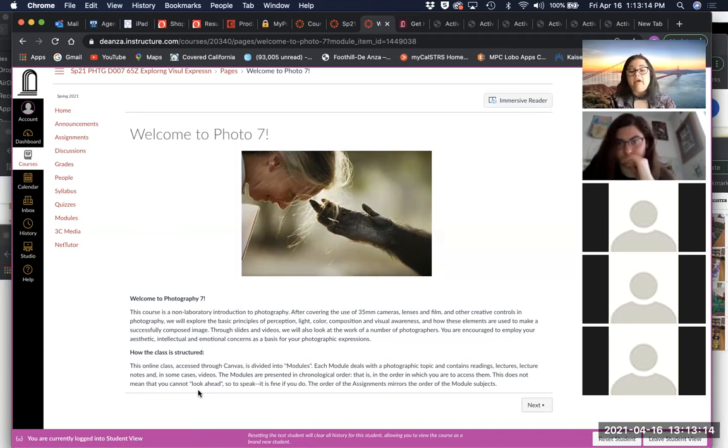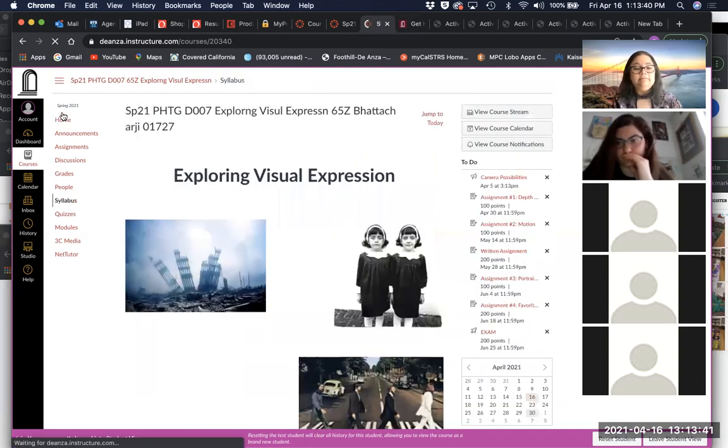The modules are presented in chronological order, that is, in the order in which you are to access them. This does not mean that you cannot look ahead, so to speak, and it's fine if you do so. The order of the assignments mirrors the order of the module subjects, in that you need that information before you can do some of the assignments, especially the first two, depth of field and motion. Okay, and I think that's it.